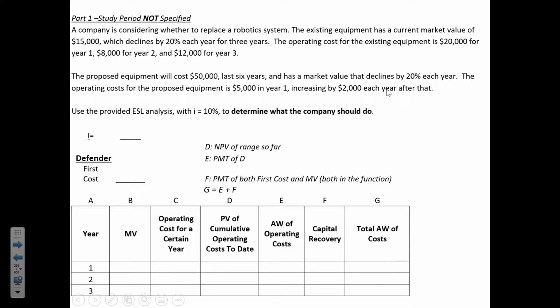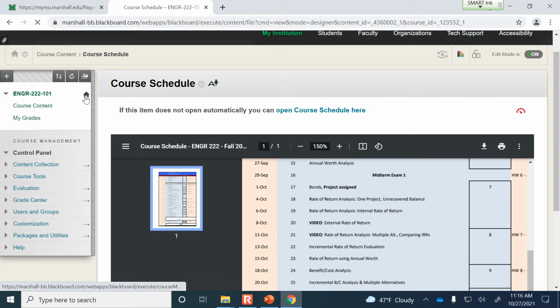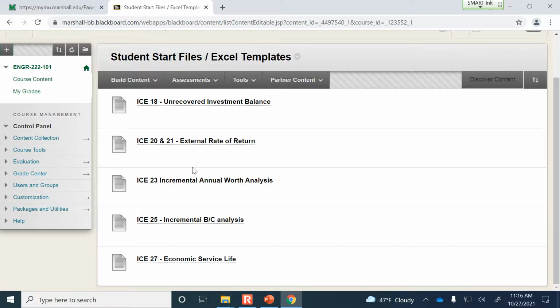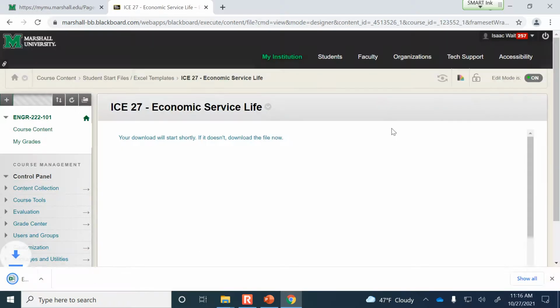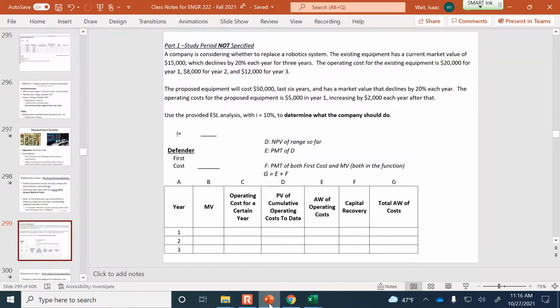All right, so I'm going to pause for a moment. If you want to use that same template file for in-class exercise 27, then that's a fine place to start. It's just we're going to adapt it for these new described conditions. So let me pull up that template just to remind you where that is. It's here in the Student Start Files folder, ICE 27. So it's downloaded. So we're going to do the Challenger for 3 years and the Defender for 6.